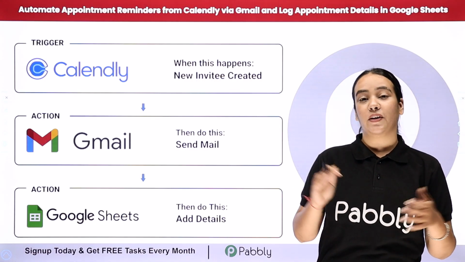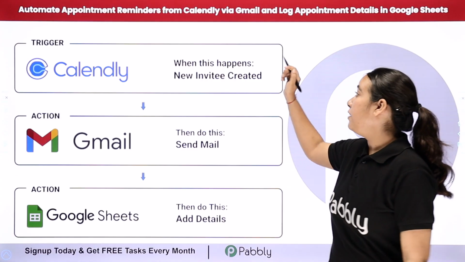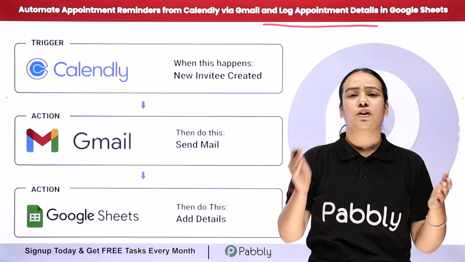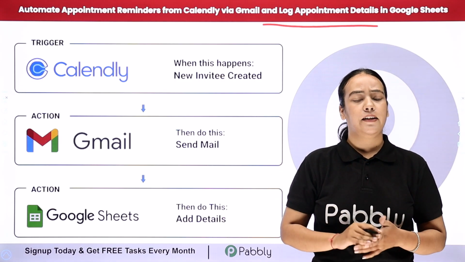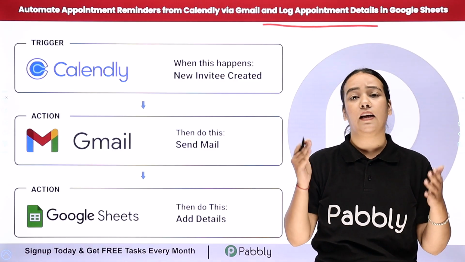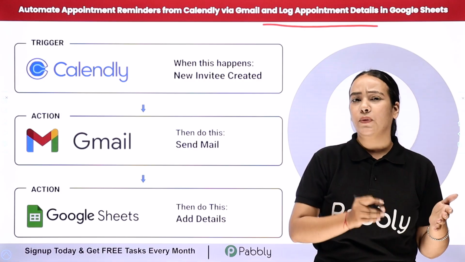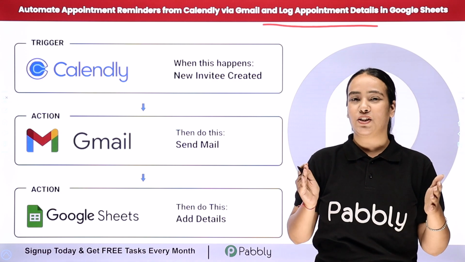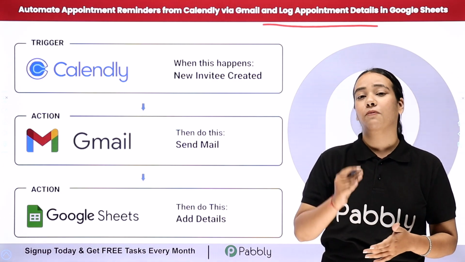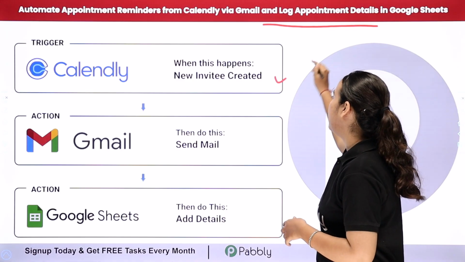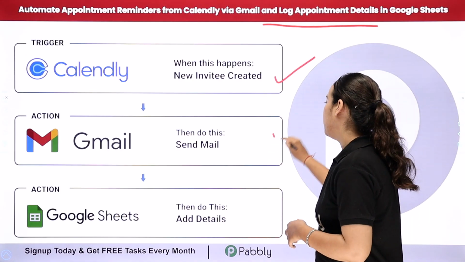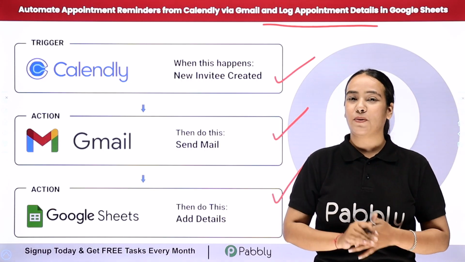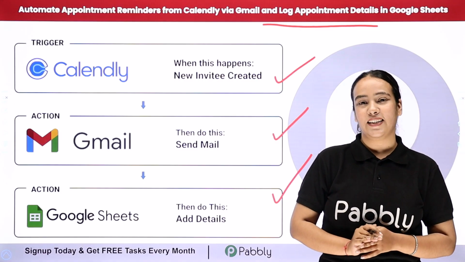In today's video, we are going to learn how you can automate appointment reminder from Calendly via Gmail and log appointment detail in Google Sheet. Now imagine you wanted to create an appointment in Calendly and at the same time you wanted to send email and add their details in Google Sheet. But doing this task manually is a time-consuming and hectic work. That's where Pabbly Connect make a huge difference. Now, with the help of Pabbly Connect, whenever a new appointment is created on Calendly, it is automatically going to send an email to them and add their detail in Google Sheet as well. If you want to know how to make this automation for yourself, then let me take you to my screen.